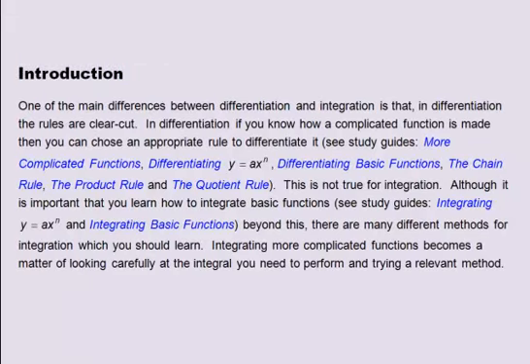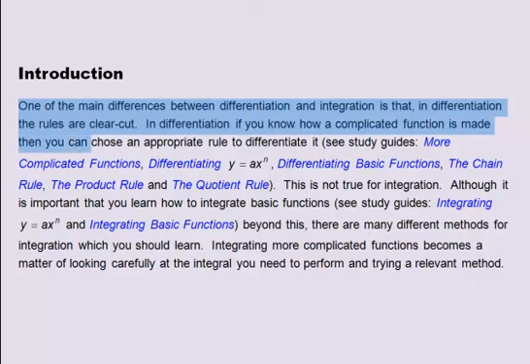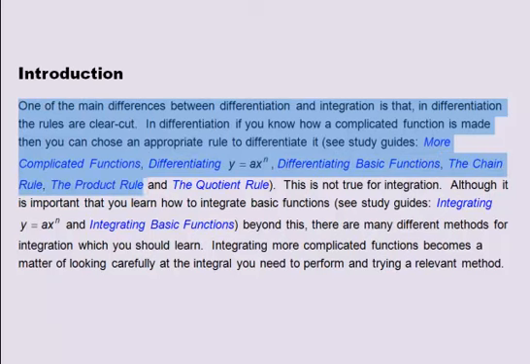Introduction. One of the main differences between differentiation and integration is that in differentiation the rules are clear-cut. If you know how a complicated function is made, then you can choose an appropriate rule to differentiate it. See study guides: more complicated functions, differentiating y equals ax to the n, differentiating basic functions, the chain rule, the product rule and the quotient rule.